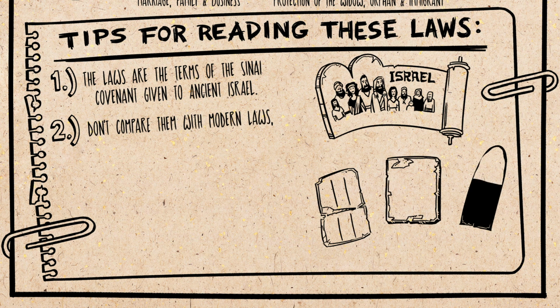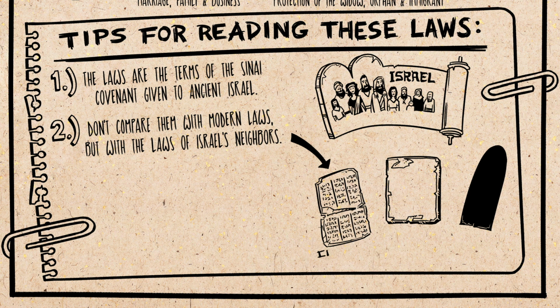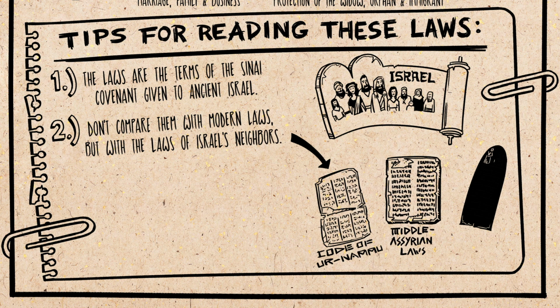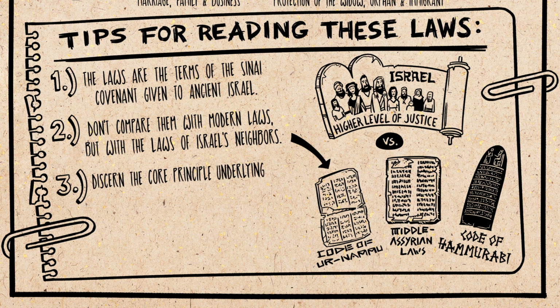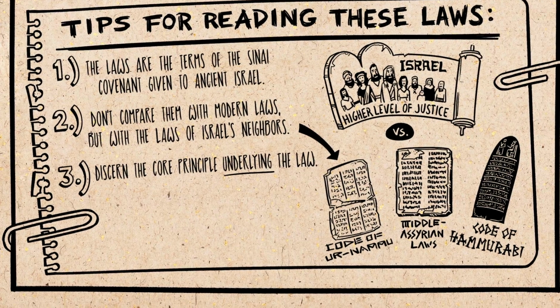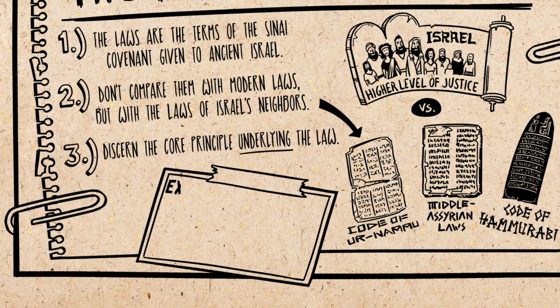And so we need to compare these laws with those of Israel's neighbors, like in Assyria or Babylon. And when you do that, all of a sudden laws that seemed harsh or bizarre become much more clear. You see that God is pushing Israel to a higher level of justice than was ever known before. And so finally, try to discern what core principles of wisdom or justice underlie any particular law, and you'll discover some really profound things.